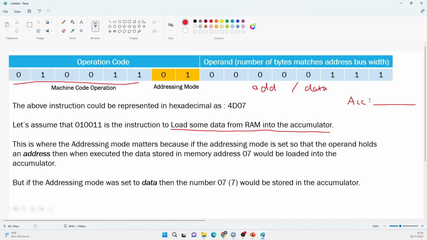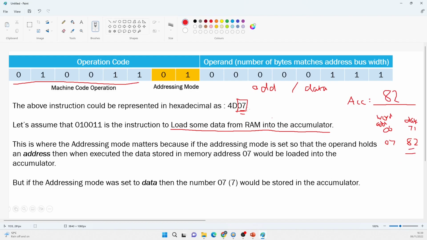So here's what I mean. Let's assume I'm reading this bit here now, this is where the addressing mode matters. Because if the addressing mode is set so the operand holds an address, then when we execute it, the data stored in memory address 07 would be loaded into the accumulator. So if this was set to address mode, then we would be going to RAM, going to the word that's at 07, and whatever data is stored in there. Let's say 07 has got 82 in it. This is the word address, and this is the data in RAM.